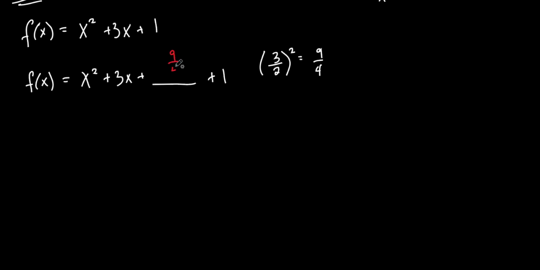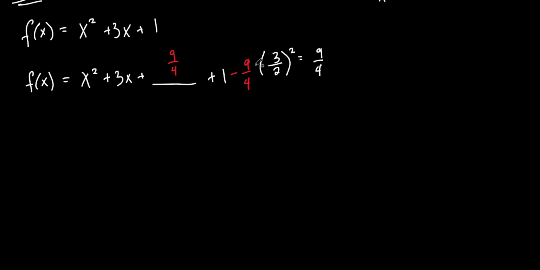9 over 4. Now, here's the thing that I said was slightly different. When it was equal to 0, remember you add something to one side, then you add it to the other side? But this time, we're not going to add it to the other side because I just want this to be f of x. Okay, but how could I add a 9/4 here and then not change the value of this? Think about it. Yes, you got it. Minus a 9 over 4.